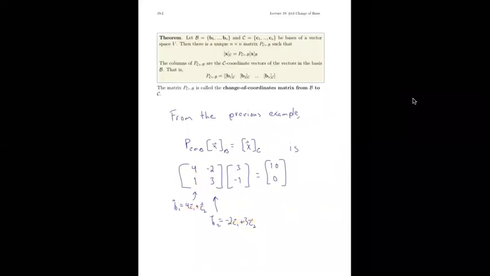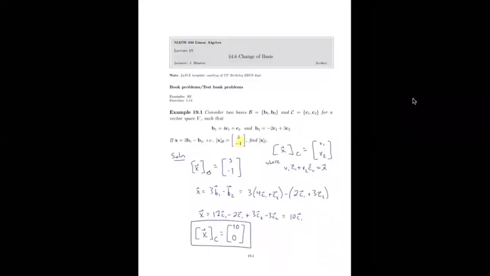And remember, when we multiply this matrix times this vector, this 3, -1, we change our B vector into a C coordinate vector. And we see that that's exactly what we had: 3, -1, what we started with, and we ended with 10, 0, going from B coordinates here to C coordinates in the end. So that is our technique for doing so.